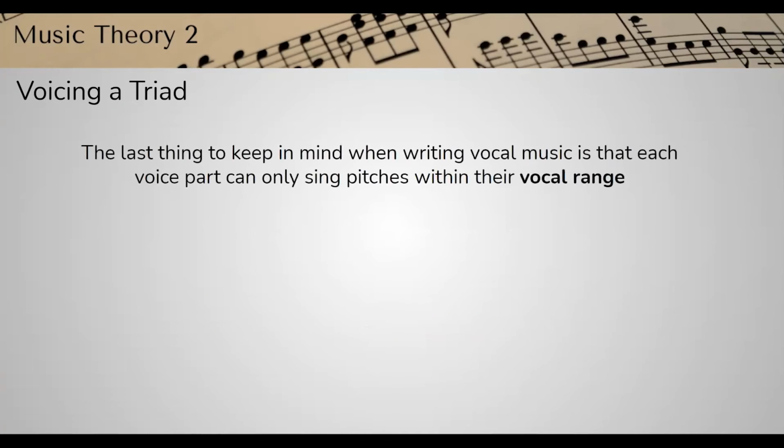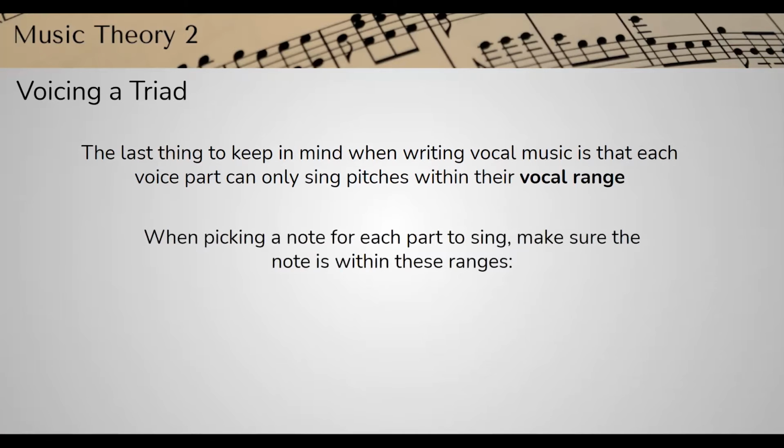Okay. And the last thing to keep in mind is that we're writing vocal music. So the conception of this style of music, even though it does apply to other areas too, is that this is vocal music. So we have to keep in mind that a voice part, a soprano, alto, tenor, bass, can only sing certain pitches. And they can only sing pitches that are within their vocal range. So when picking a note for each part to sing, you have to make sure that the note is within the correct range.